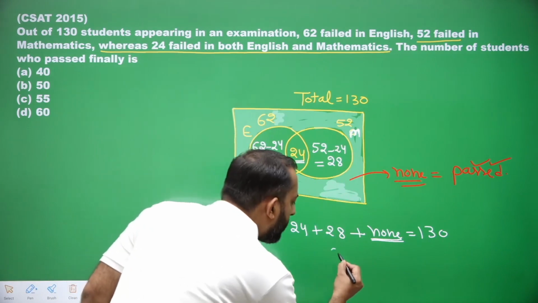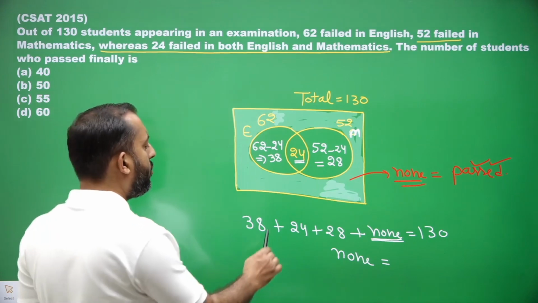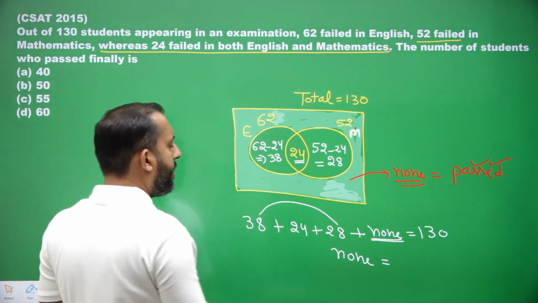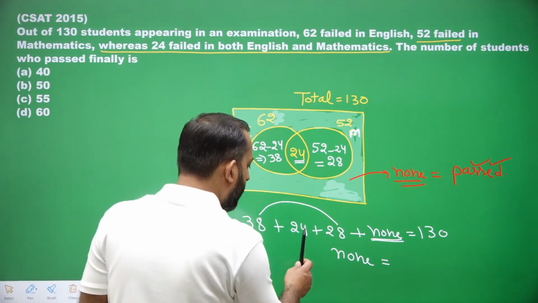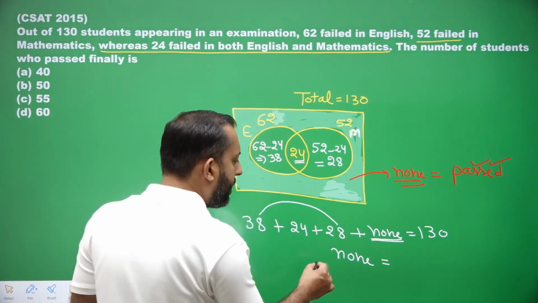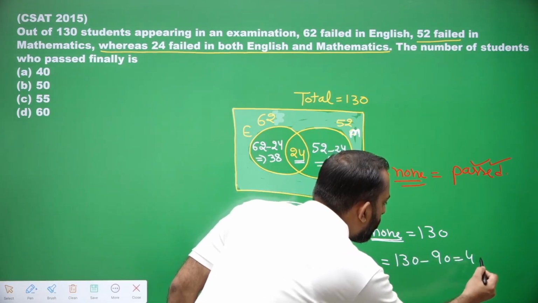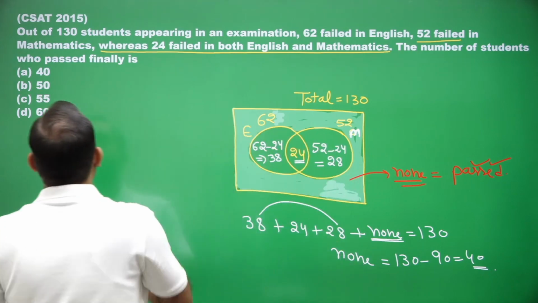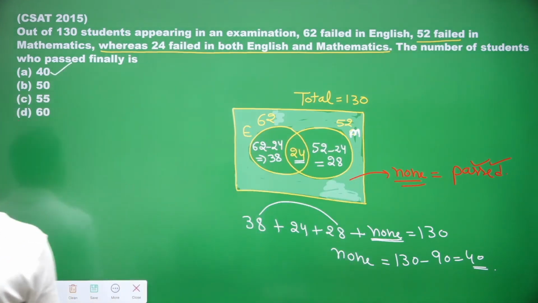So if you solve this, none will come out equal to 130 minus the sum of 38, 24 and 28, which is 90. So it becomes 130 minus 90, which comes out to be equal to 40. So 40 students have cleared the exam. Kindly make a note of it.